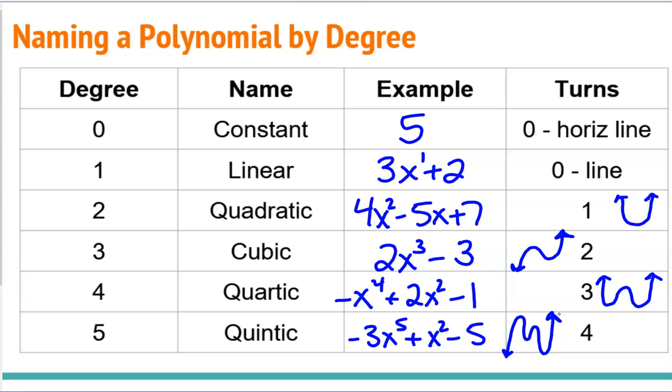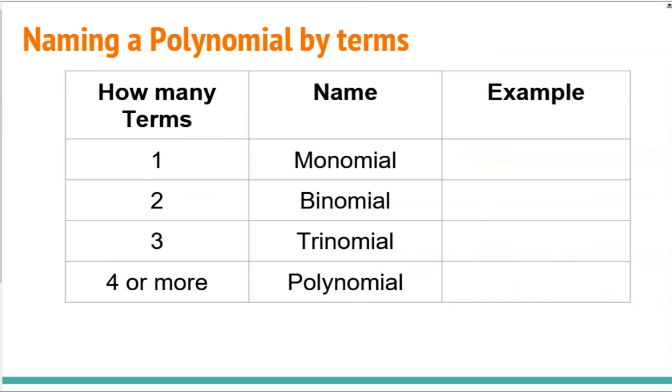All right. We can also name a polynomial by how many pieces there are, or how many terms. So terms are pieces. What separates the pieces is a plus or a minus sign. So if we only have 1 term, it's called a monomial. It is just 1 piece, and it could be like 5xy. That is just 1 piece. There's no plus or minuses.